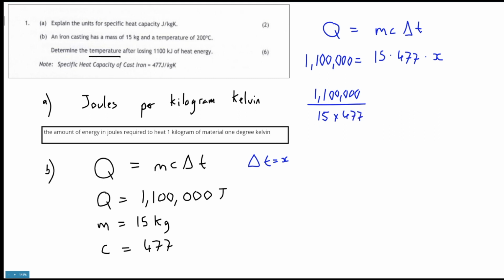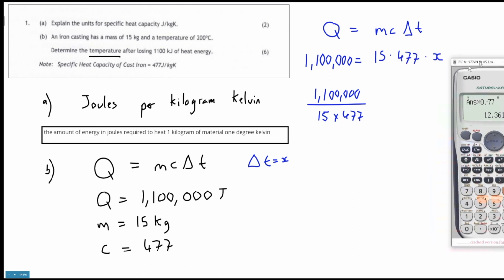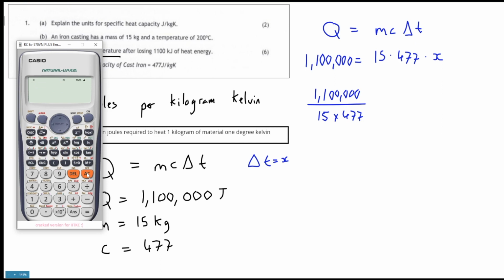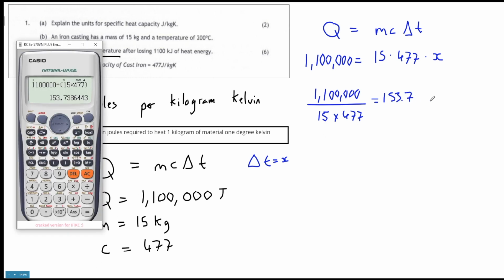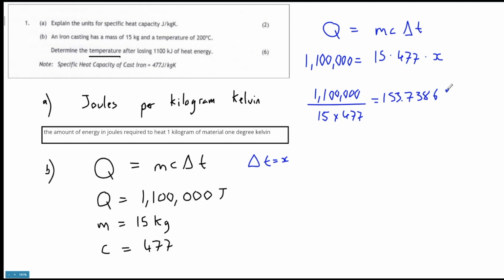Let's grab my calculator. I'll drag it on here. Where has it gone? Here it is. All right, let's calculate it. We're going to do 1,100,000. Be careful with all those zeros, make sure it all lines up. Divide that by 15 times 477. And it gives me 153.7. Is that 153.7 degrees Celsius, because we started in Celsius? No, it's just change in temperature. My bad, it could be in Kelvin or Celsius, same thing.